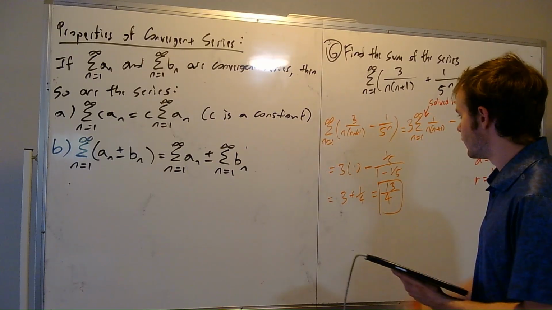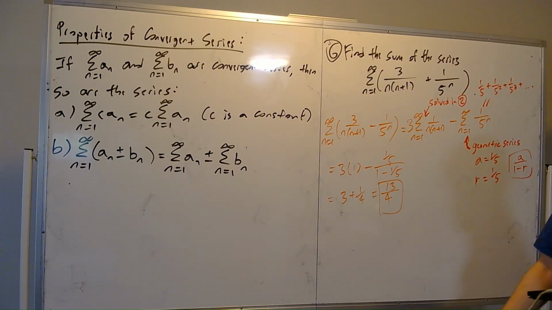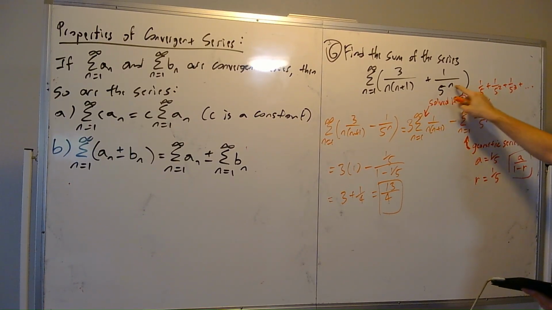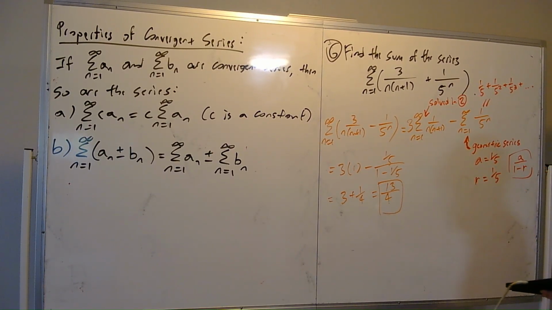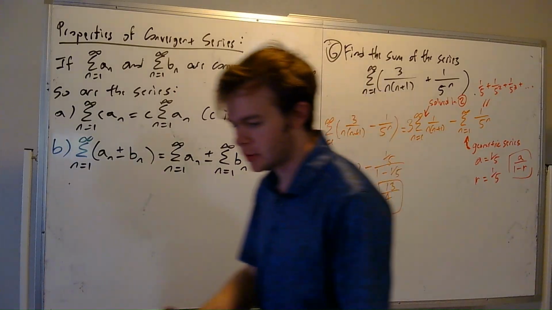So this is actually our final answer. So this sum is actually just equal to 13 over 4. If you add together all infinitely many numbers here, you're going to get 13 over 4. Okay. Let's just write down one more thing.